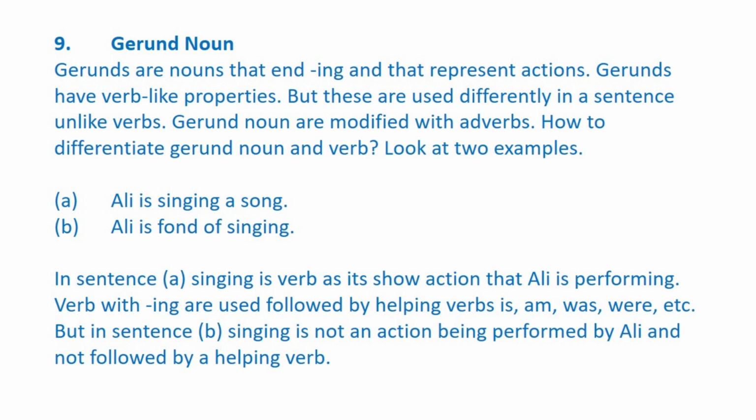Look at two examples. A. Ollie is singing a song. B. Ollie is fond of singing. In sentence A, singing is a verb as it shows an action that Ollie is performing. Verbs with -ing are used followed by helping verbs is, am, was, were, etc. But in sentence B, singing is not an action being performed by Ollie and is not followed by a helping verb.